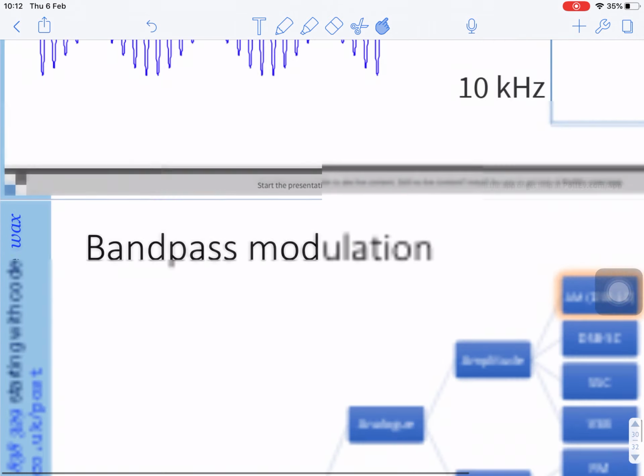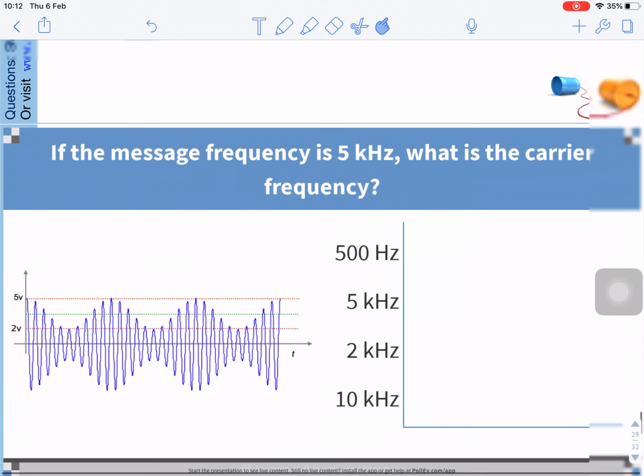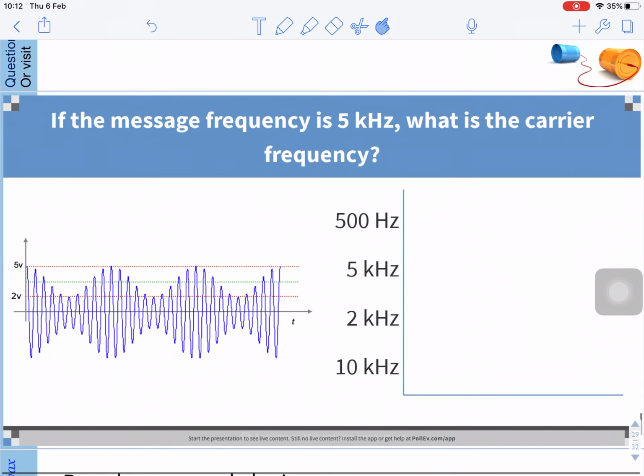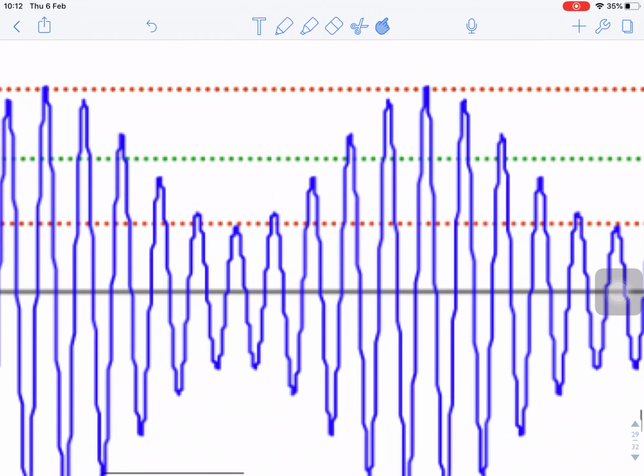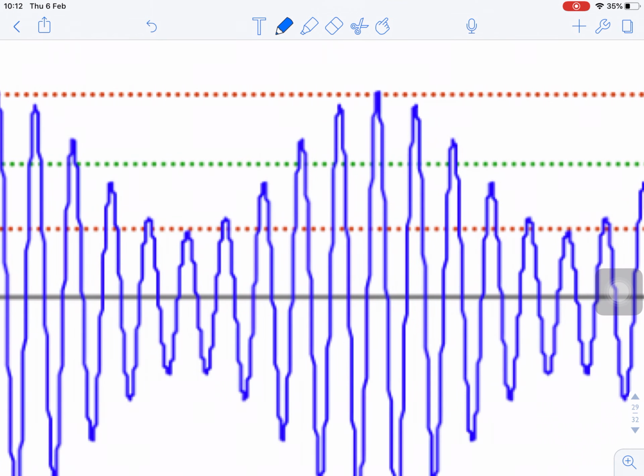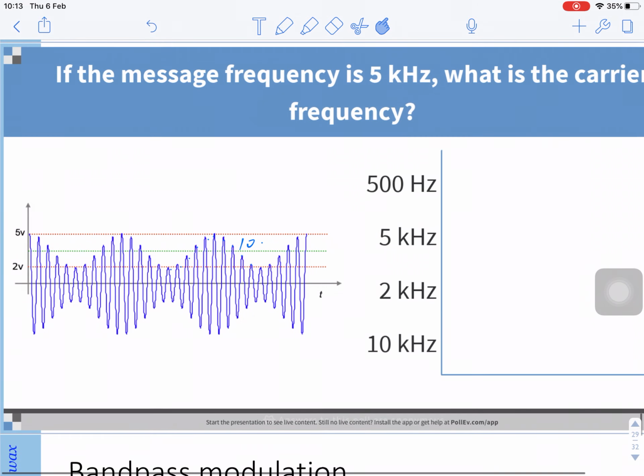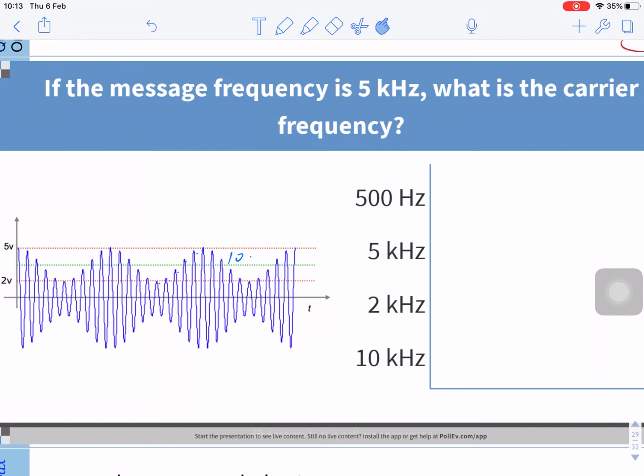So there is an interactive app to demonstrate that. You can download and play with it. And the message frequency is 5 Hz. What is the carrier frequency? Look at this. Let's say we count 1, 2, 3, 4, 5, 6, 7, 8, 9, 10. So in this case, we have 10 times higher than this one. The carrier frequency is 10 times higher than the message frequency, so it's 5 times 10, which means it's 50 kHz.